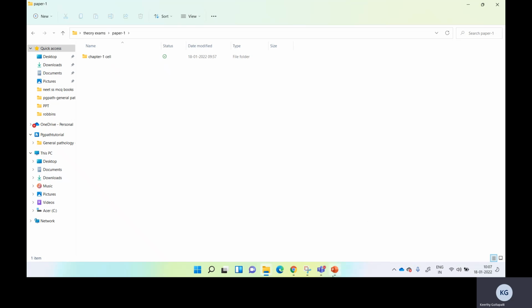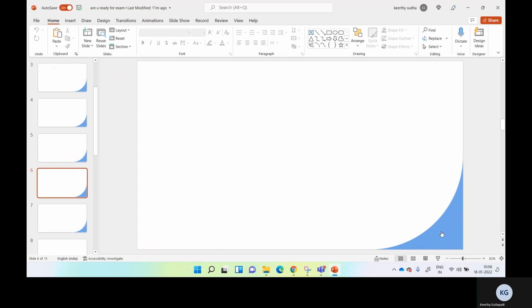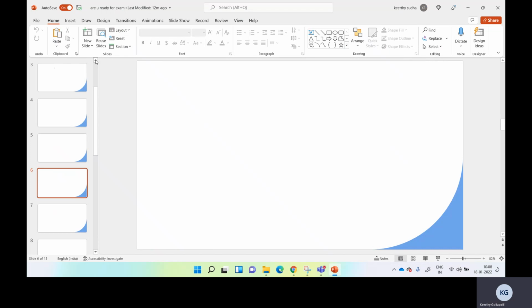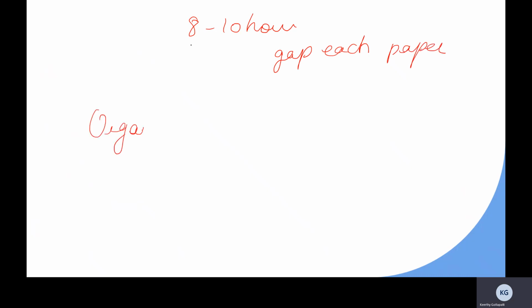So why this is important is before the exam, you hardly get 1 day's time, right? Before each exam paper. So if you keep everything together in the folder, it's easy for you to recollect and revise before the exam, where you will hardly get 8 to 10 hours of gap between each paper, right? So that's why from now onwards, I believe in organization. So you have to organize all your study materials in a proper folder. Or you can keep it in your tab, or in your laptop, or in your mobile, right?